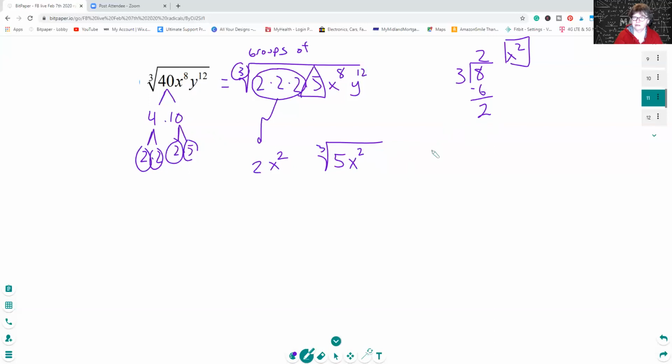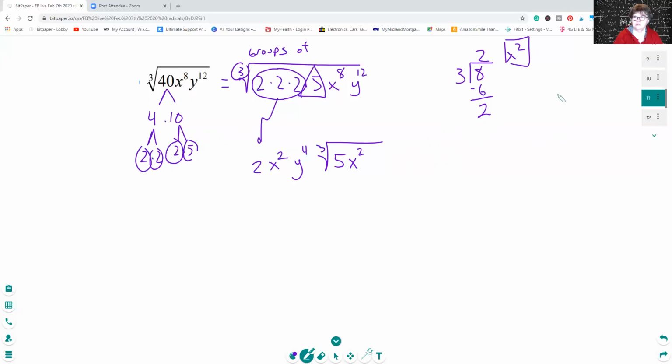And I think you can too, because we've all done arithmetic, or we've all had to separate things out into groups. So check it out with y to the 12th. How many groups of 3 could I make out of 12? Well, I can make 4 of them. So I would go y to the 4th, and that would be all of them, and I'd be done.